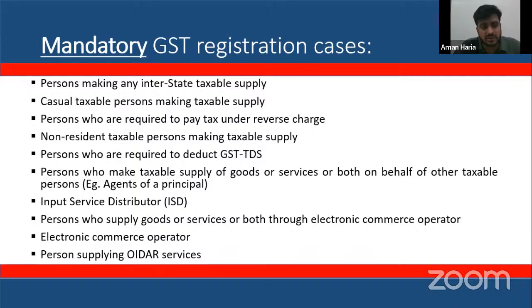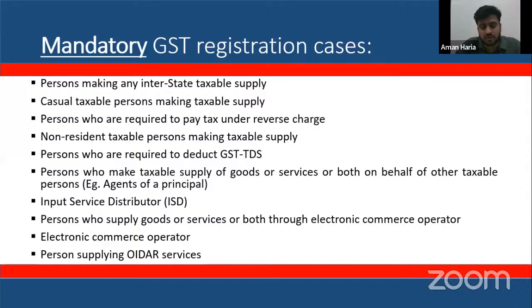Input service distributors are also mandatorily required to take GST registration. Persons who supply goods or services or both through an e-commerce operator are also required to. So if you are registered on Amazon or Flipkart, then in those cases also you are expected to be first GST registered, and then you can supply goods through those e-commerce operators. E-commerce operators themselves are required to obtain compulsory GST registration. And lastly, persons who are supplying online information and database access or retrieval services are also expected to take compulsory GST registration.